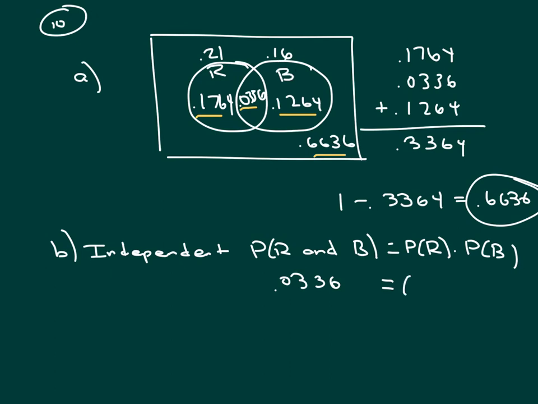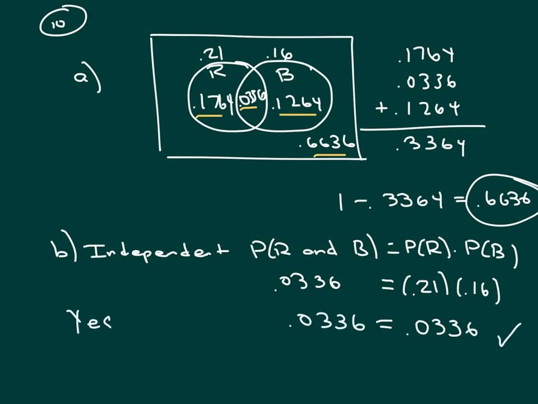Now we know the probability of ripe is 0.21, and we know the probability of bruised is 0.16. So if we substitute those into the right-hand side of the equation and multiply them together, we wind up getting 0.0336, which is actually what's on the left-hand side of the equation. So we could say that, yes, they are independent.